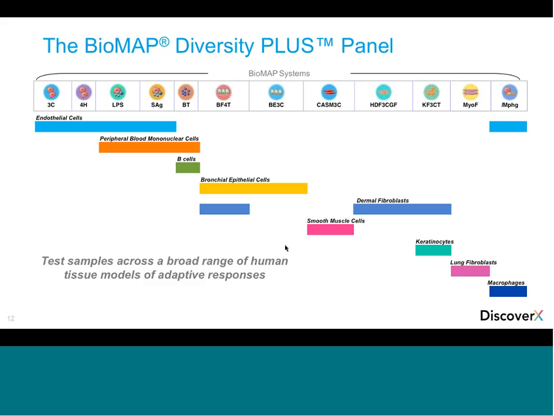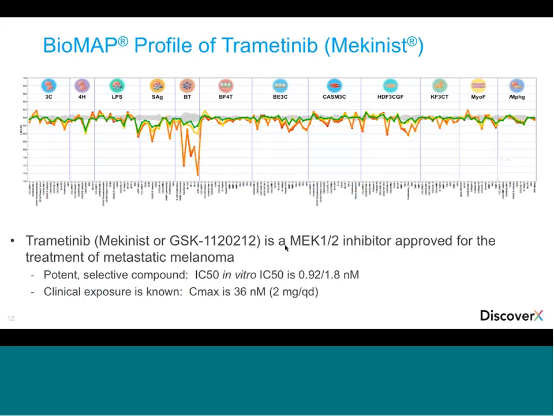So I'm going to walk you through what happens when we test a compound through this panel of assays. How do we look at a profile, and how do we interpret the data, both on individual endpoints that we might measure, and then how we analyze the entire profile as a unit. And here I'm showing you the BioMAP profile of an approved drug, Trametinib, which has been approved for the treatment of metastatic melanoma.